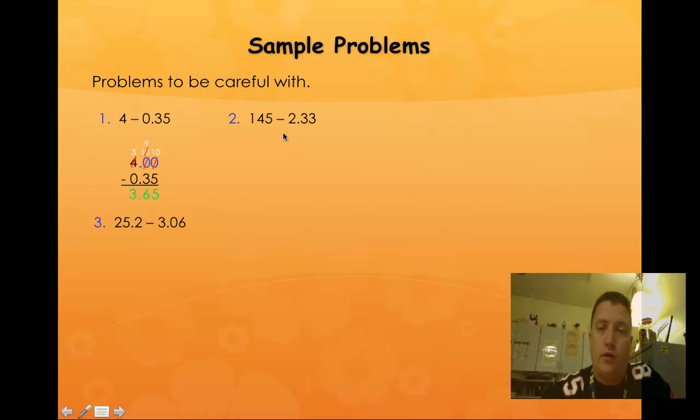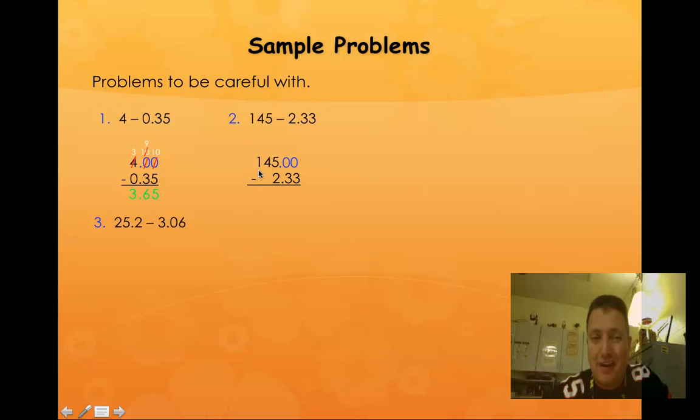I've got 145 minus 2 and 33 hundredths. I like money. Okay, $145 minus $2.33. I'll set that up. Make sure to put my decimal point in and my 2 zeros. I noticed right away here, not happening. Okay, I need to borrow.